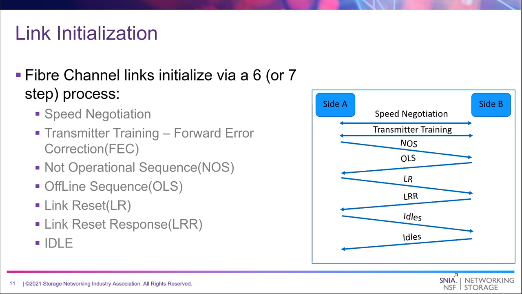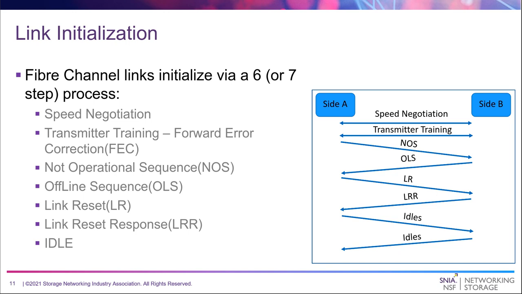So one of the first things that happens in the link initialization is the speed negotiation. We've got a variety of speeds currently live in Fibre Channel. As you saw from the original stack, Fibre Channel started all the way back at quarter speed, so 255 megabit Fibre Channel. For most intents and purposes today, we're dealing with a few legacy 4G platforms, but 8 gig, 16 gig, 32 gig, and 64 gig Fibre Channel platforms out there in market. So speed negotiation becomes the first element of this, as well as transmitter training.